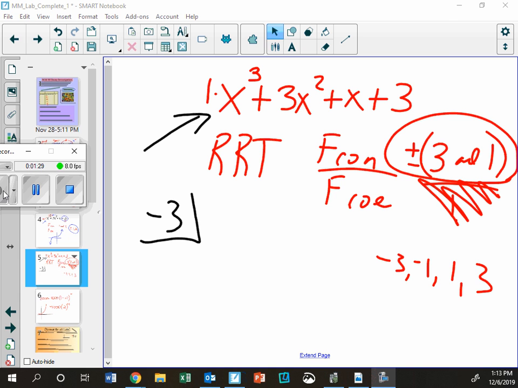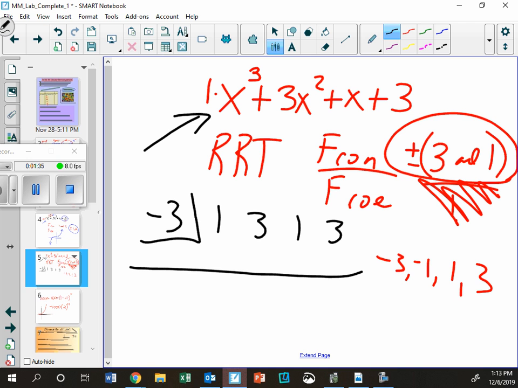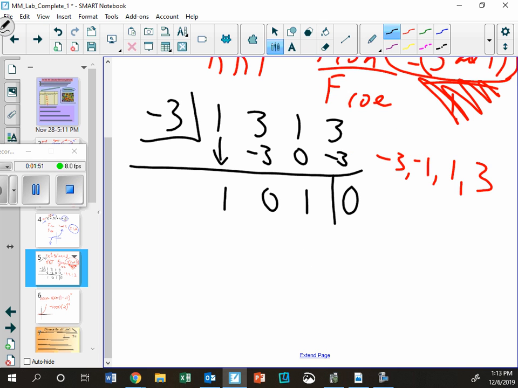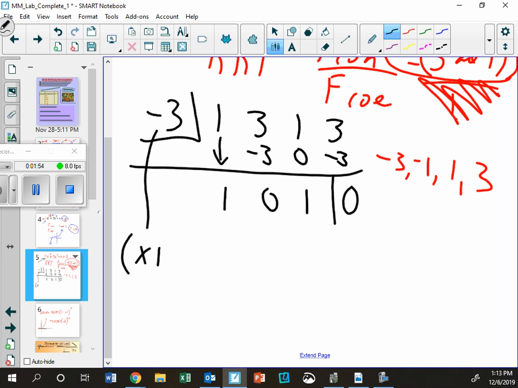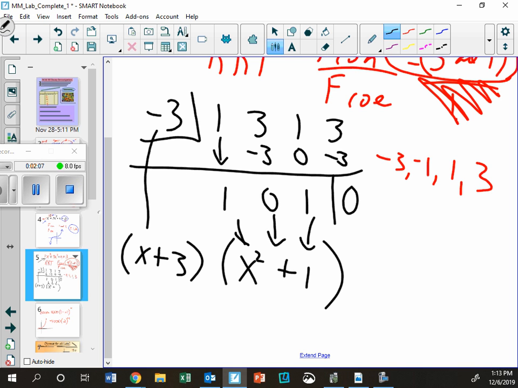All right, so hopefully you put in a 1, a 3, a 1, and a 3, and you drew a line, and then you dropped it like a tot. Multiply, add, multiply, add, multiply, add, and you got a 0 at the end. Is that significant? Yes, because that means you have no remainder. And then you should be able to interpret this now. X plus 3, and what does that mean? That, and that. X squared, 0x, and then what's that 1? Plus 1. There we go.